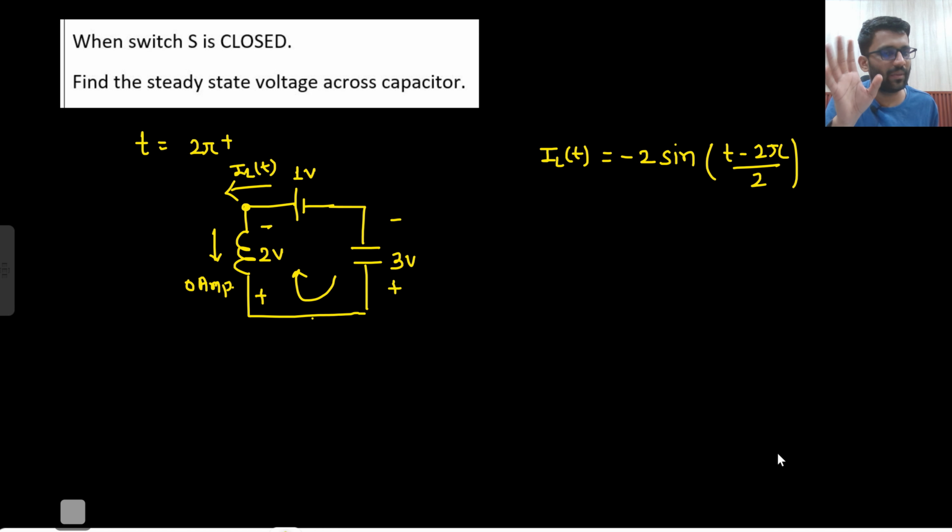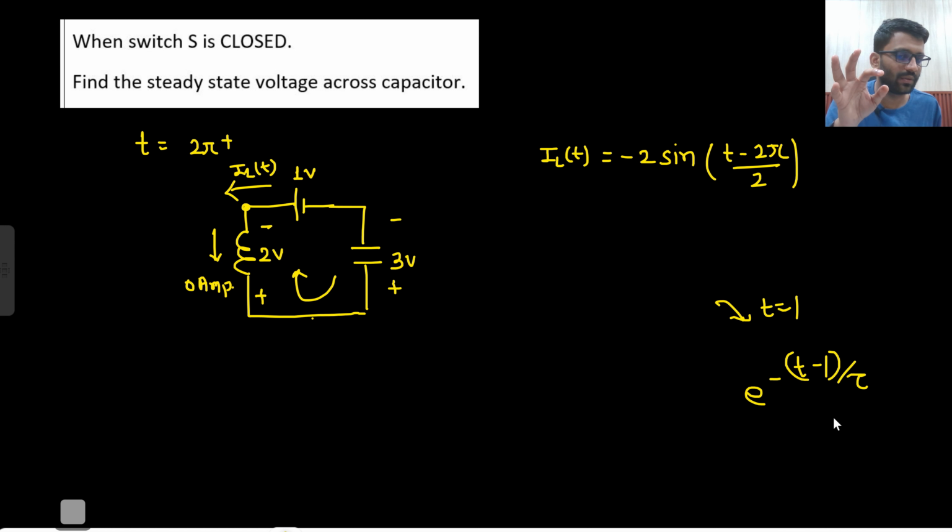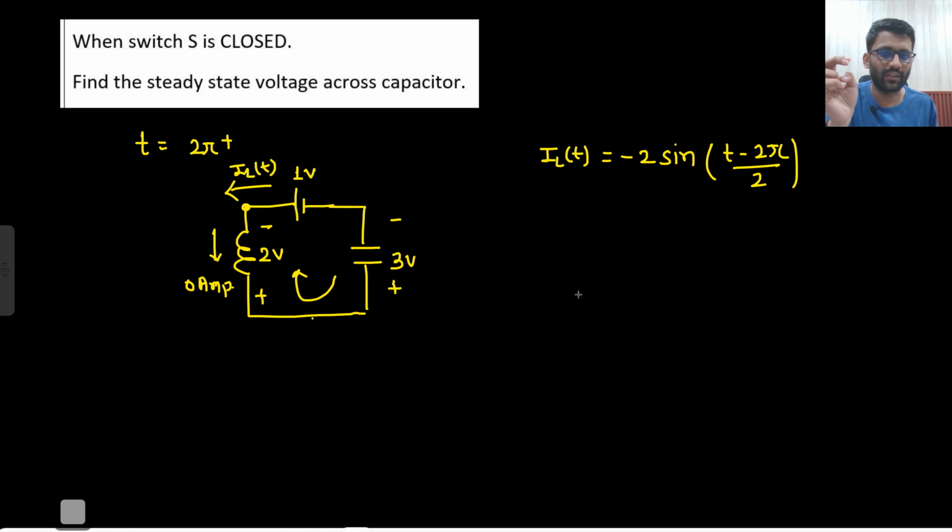This we do a lot of time in transient. The switch turns on at t equals to 1 second. Then what will we write? E to the power minus (t minus 1) by 2. Because we are starting from t equals to 1. So here we are starting from t equals to 2 pi. This is happening at t equals to 2 pi. So here I can write (t minus 2 pi) by 2. Right? So this is the current equation.